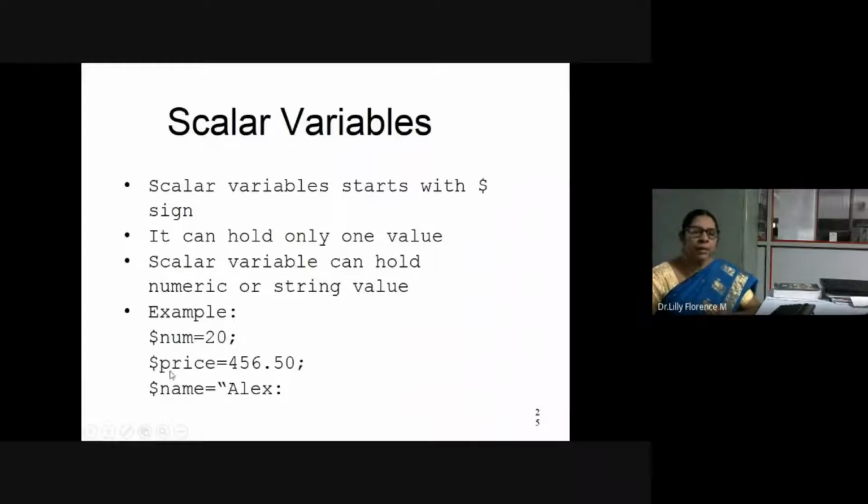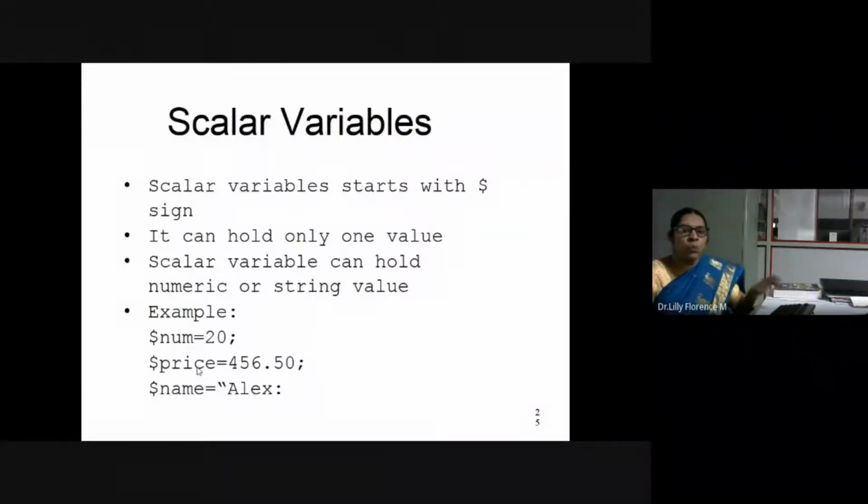Similarly, dollar price is a scalar variable which holds 456.50. Then dollar name is again a scalar variable which holds the string Alex. So these are some examples of scalar variables. I will give you a simple Perl programming example of how to handle scalar variables.